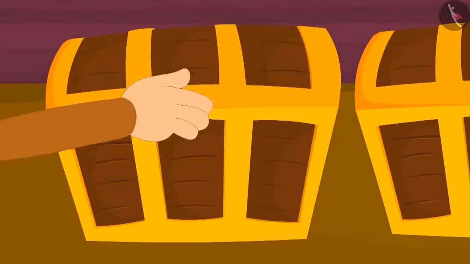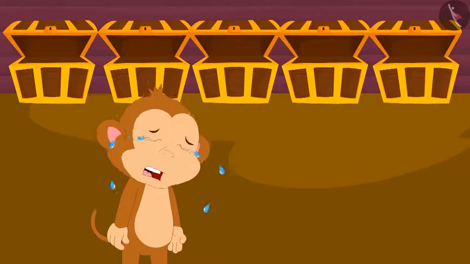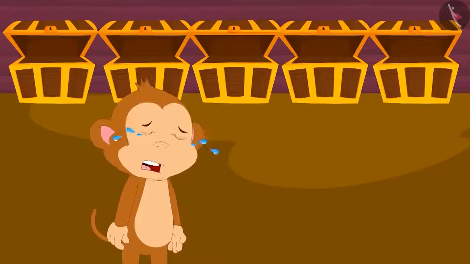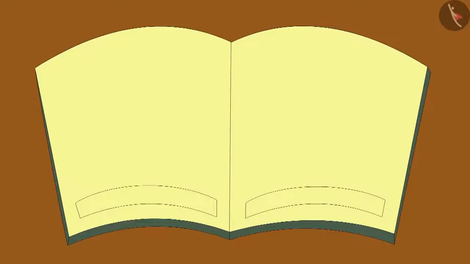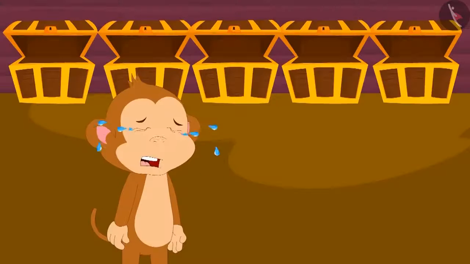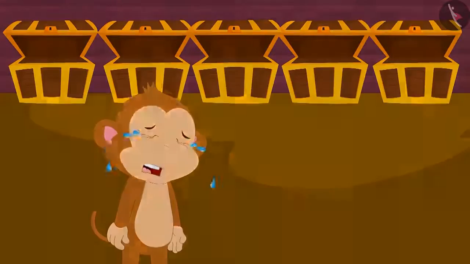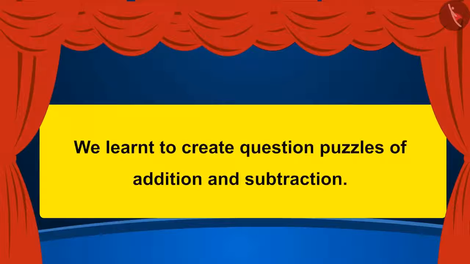But as he opened the lockers, they all were empty. Babban became sad. He thought that this time he will make the picture with more thoughtfulness. But as he went near, the book disappeared from there. Babban again started crying for becoming a victim of his greed. Children, in this lesson, we learned to create question puzzles of addition and subtraction.